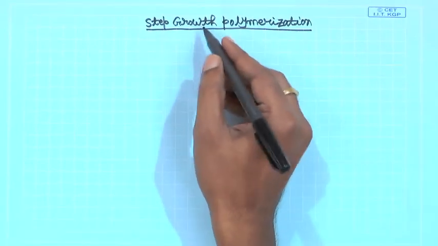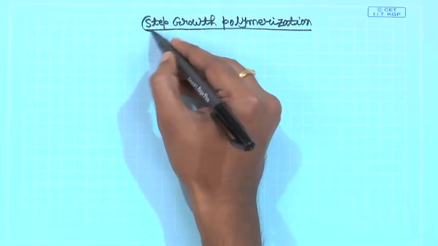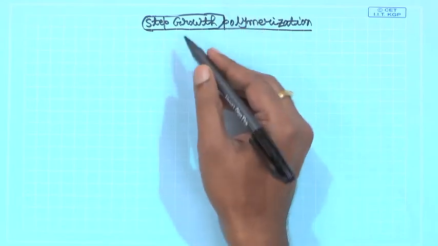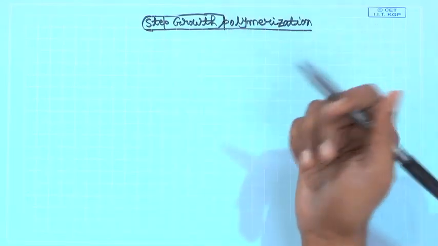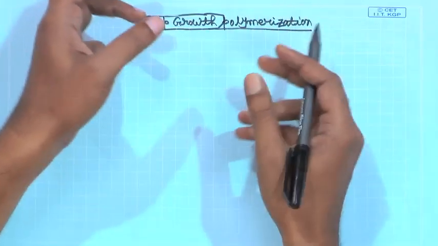The reason it is called step growth is because it is basically monomers which have more than one function, and these functionalities are reacting among themselves. Either they will belong to one monomer or they will belong to different monomers, we will explain in a short while. And this reaction between different functions happens in a stepwise fashion.